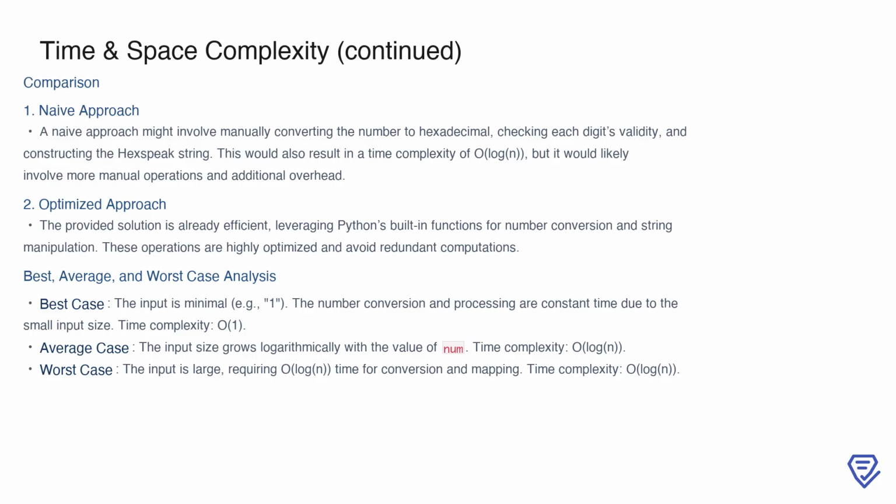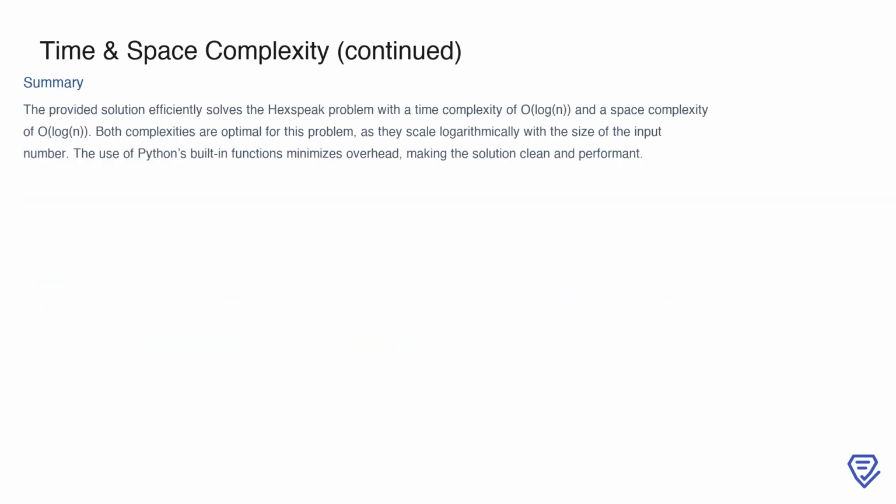The worst case also scales logarithmically, as the operations depend on the length of the input and the resulting hexadecimal representation. Thus, all cases are bounded by O(log n) time complexity. In summary, the provided solution is both efficient and optimal for the Hexspeak problem. With a time complexity of O(log n) and a space complexity of O(log n), the solution scales logarithmically with the size of the input number.